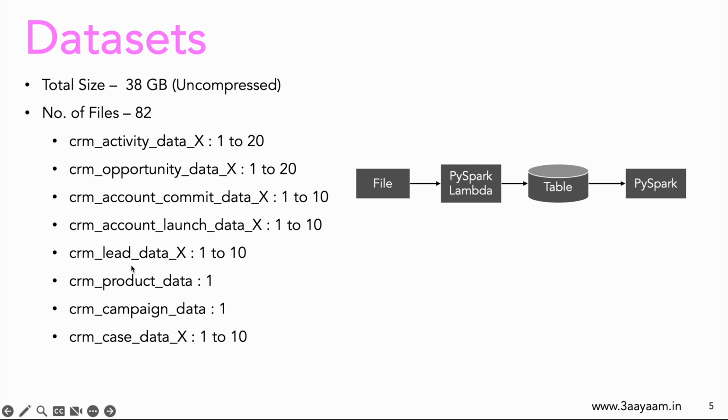For the lead entity, there would be 10 files, CRM lead data 1 to CRM lead data 10. For product, there is only one file, and for campaign also, there is only one file. For case, again, there are 10 files.